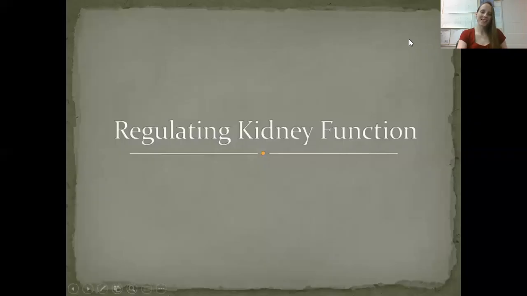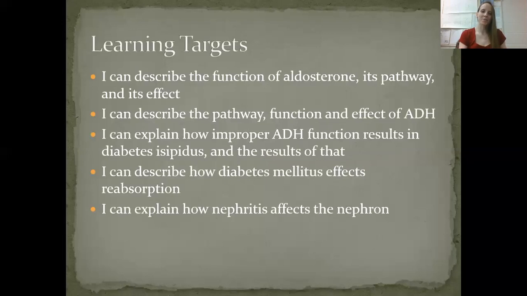So in this lesson on regulating kidney function, we're going to be talking about aldosterone, its pathway and effects, also another hormone, ADH, and how it functions. We're going to talk about what kind of disorders can result from ADH not functioning properly. We're going to talk about the difference between diabetes insipidus and diabetes mellitus, as well as what nephritis is and how it affects the nephron.